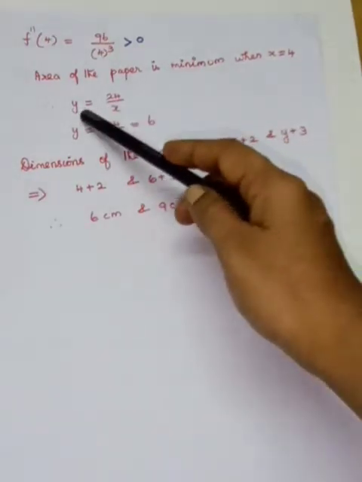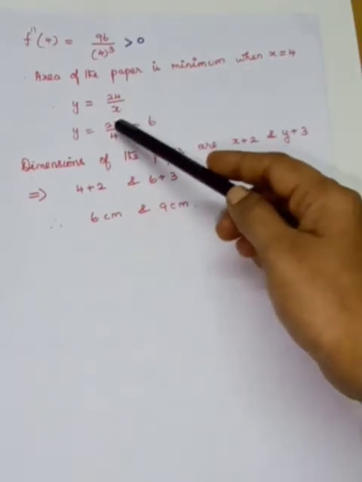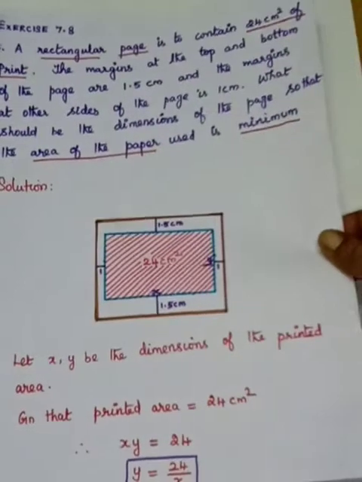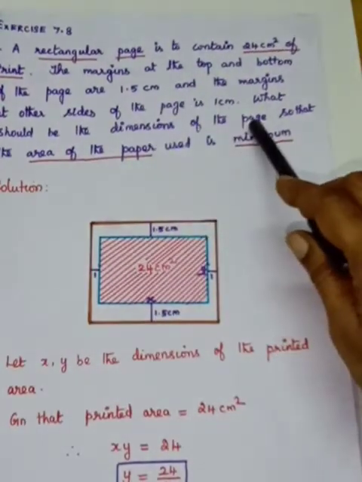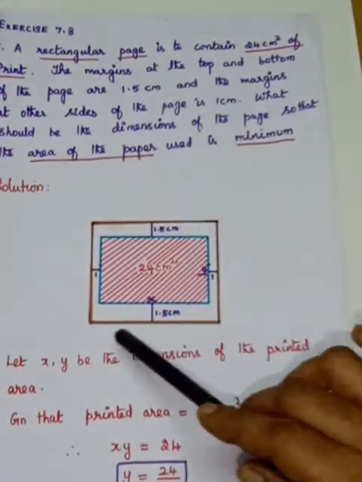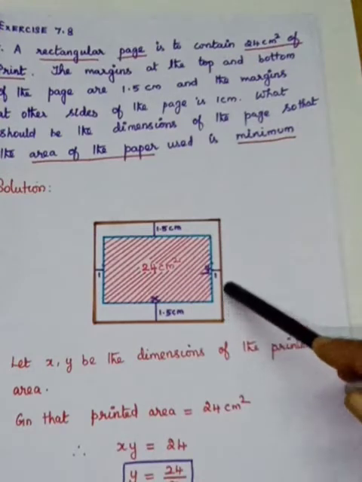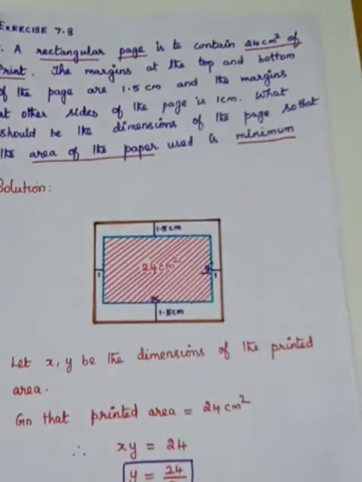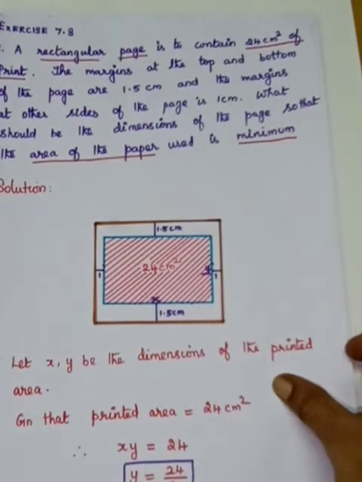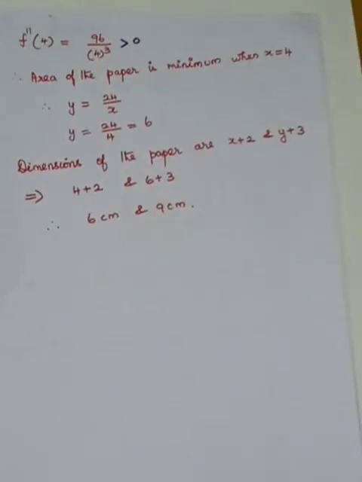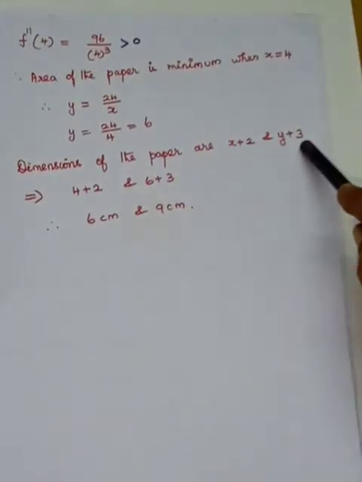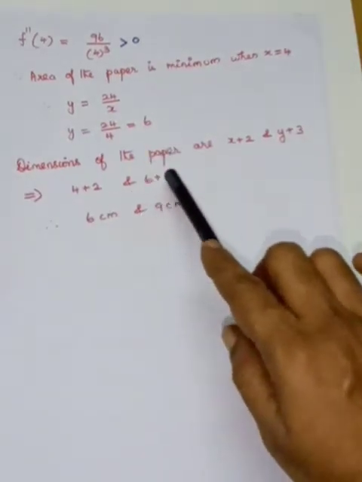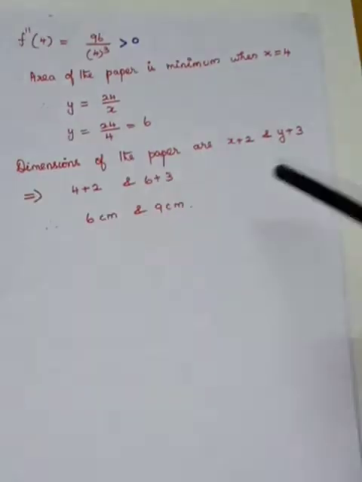Next, what you have to find? y. y value is what? 24 by x, so 24 by 4, that is equal to 6. You see the question, what is asked? What should be the dimensions of the page? So the whole page dimensions, that means x plus 2 and y plus 3, not x and y. x and y are the dimensions of the printed part only. Here it is asked the dimensions of the whole page, so the dimensions are x plus 2 and y plus 3. x value is 4, so 4 plus 2, and y value is 6, so 6 plus 3. Therefore 6 centimeter and 9 centimeter.